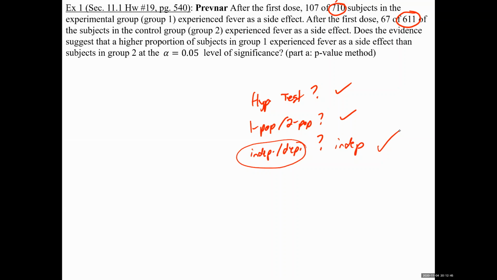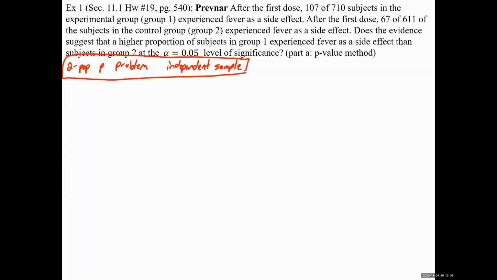All right, now, what I would love for you to write when you're doing a problem like this is the type of problem you're doing. This is a two population percentage problem, independent samples. I want you to write independent samples for sure, but it'd be nice if you wrote that it's a two population percentage problem, independent samples. If you don't write this, that's okay. I'm not going to take off points.